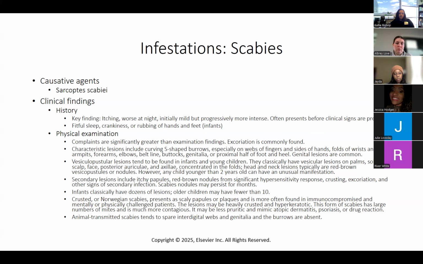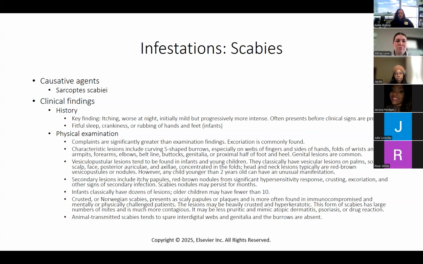Secondary lesions can occur. Those are more of a red-brown color and nodular, so they don't have any contents within them. They can get secondary infections easily because they're scratching these so much. Scabies nodules can persist for months, so even once the infection is cleared, the nodules themselves can persist for several months. Infants often have more than older kids, so infants will usually have a lot more lesions, and older kids and adults will have a lot less.